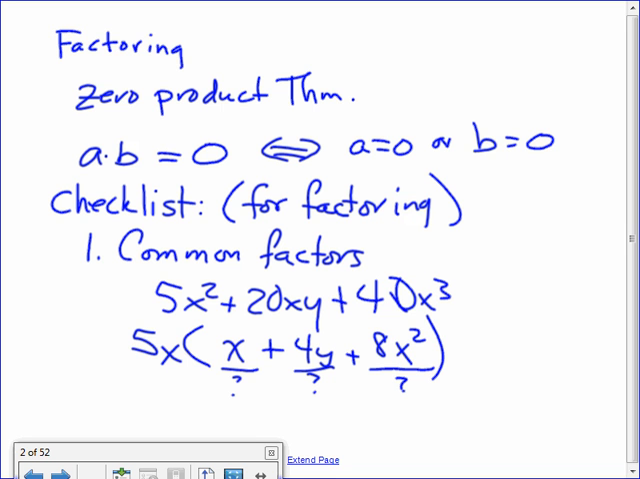Common factors. It is extremely important that you remember to check for common factors, and it is important that you get out all of the common factors, because if you don't, they will probably mask things that come along a little bit later than that.